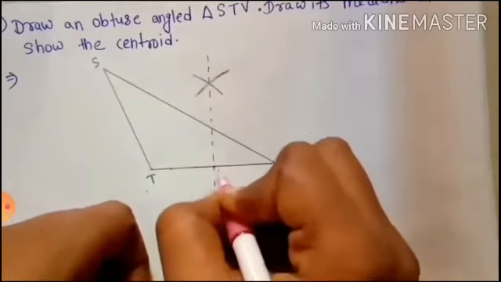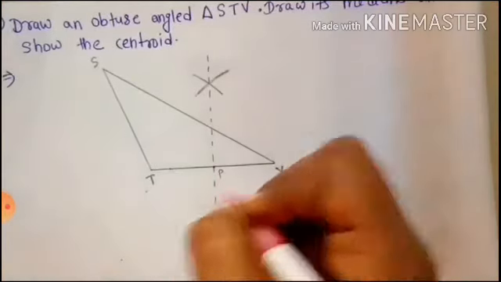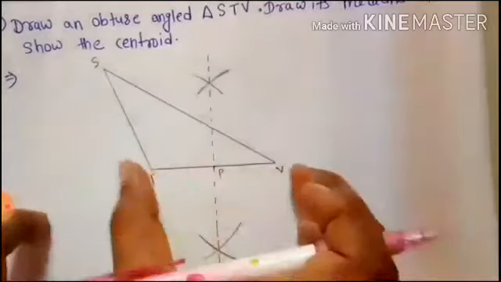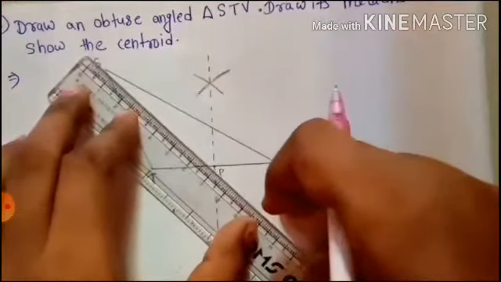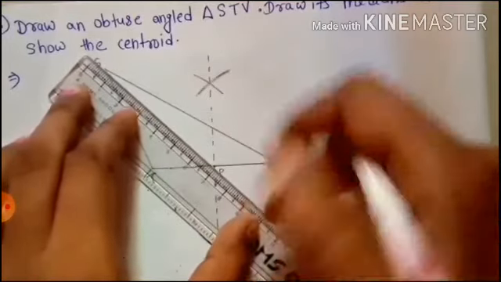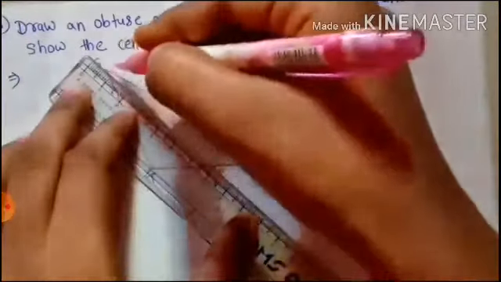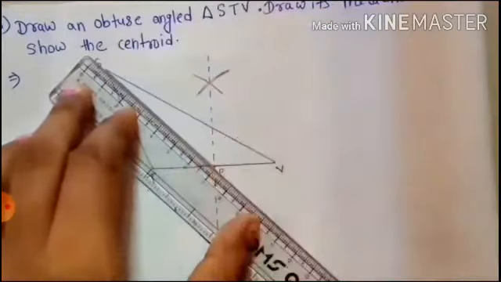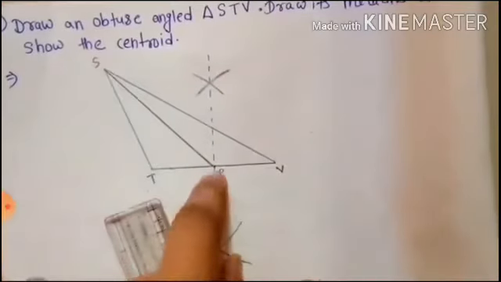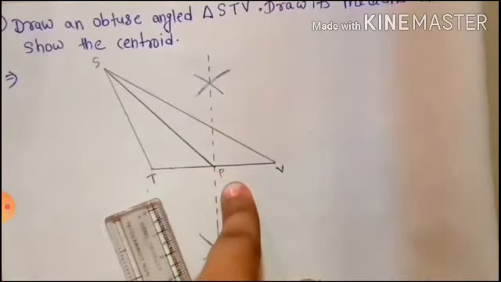Now I want to draw the median. So I will join point P to S with the help of a scale, one straight line, not a dotted line, one simple line. So this is the first median. Now similarly we will take more than half of SV, and I will draw another median.